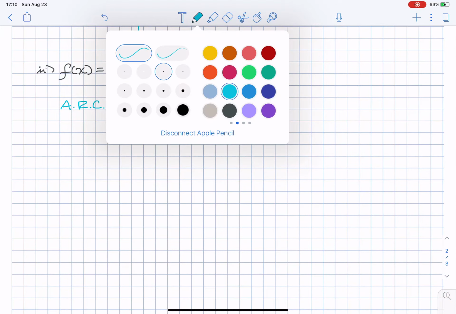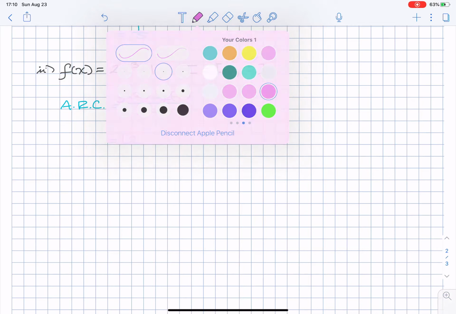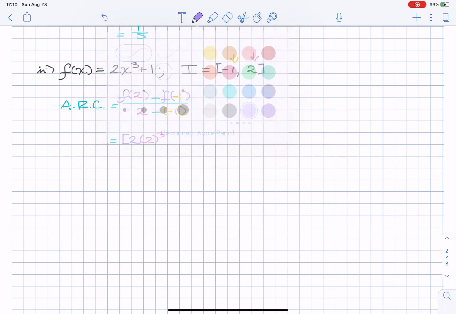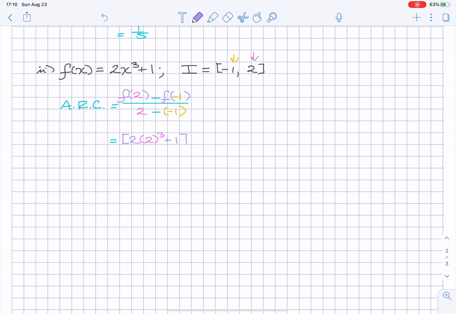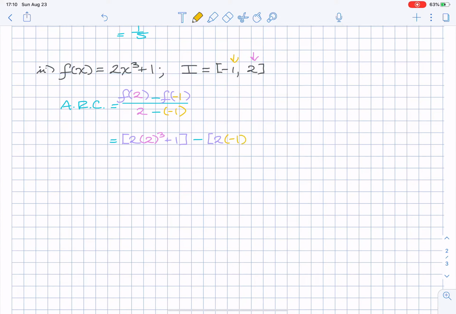If I plug in, I get 2 times 2 cubed plus 1, from which I'm subtracting 2 times a negative 1 cubed plus 1, and dividing all of that by 2 minus a negative, or 2 plus 1 is 3.